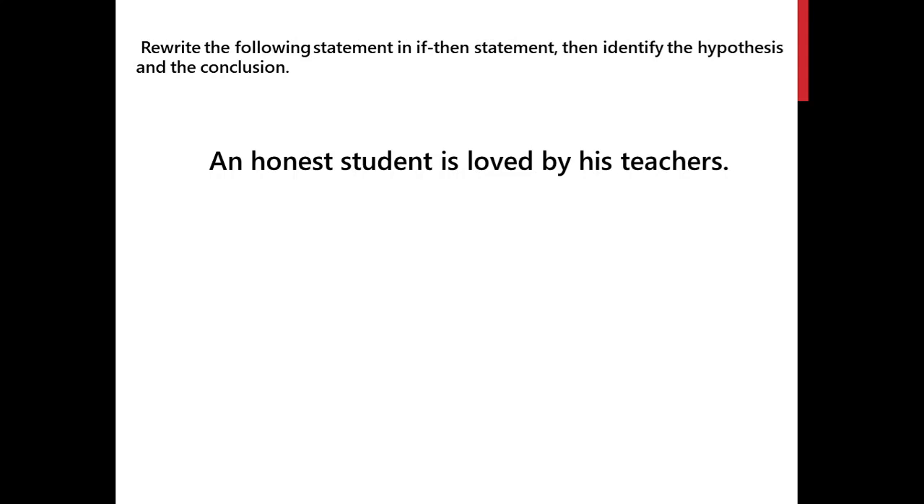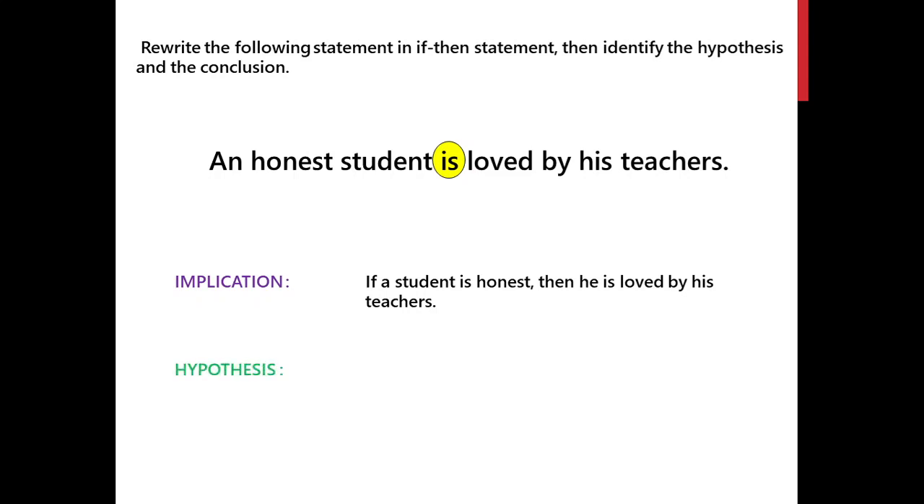The first thing you need to do is to identify the linking verb of the given statement. So what do you think is our linking verb on this statement? Correct. Our linking verb here is is. Now, to rewrite this one into an if-then statement, our implication statement will be if a student is honest, then he is loved by his teacher.